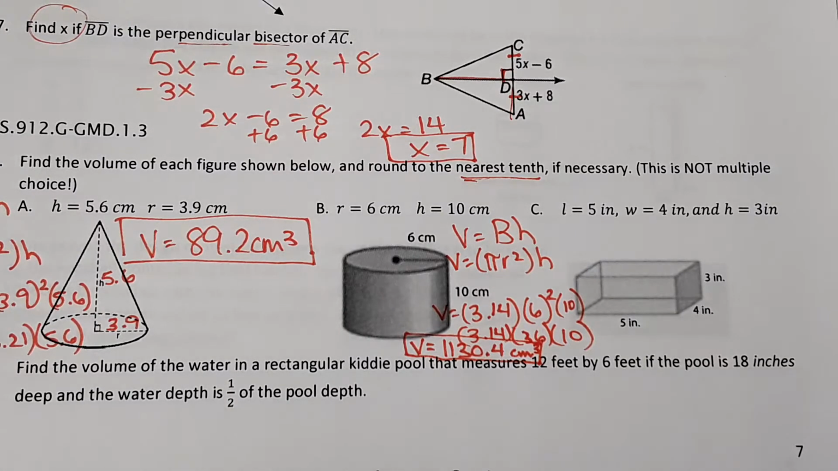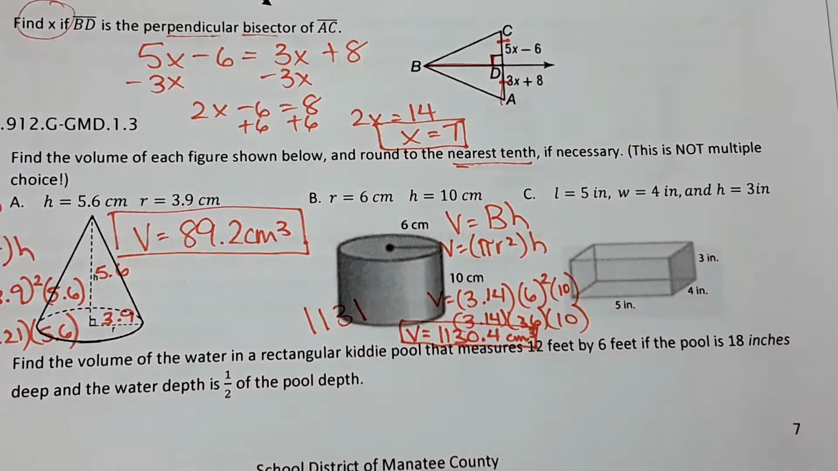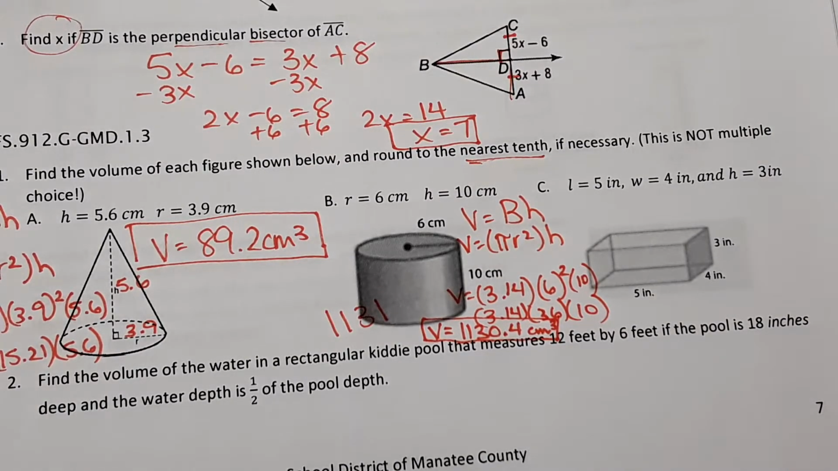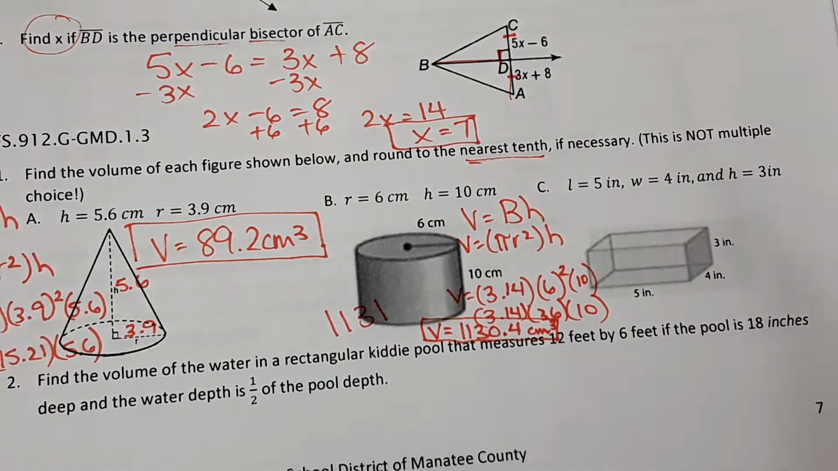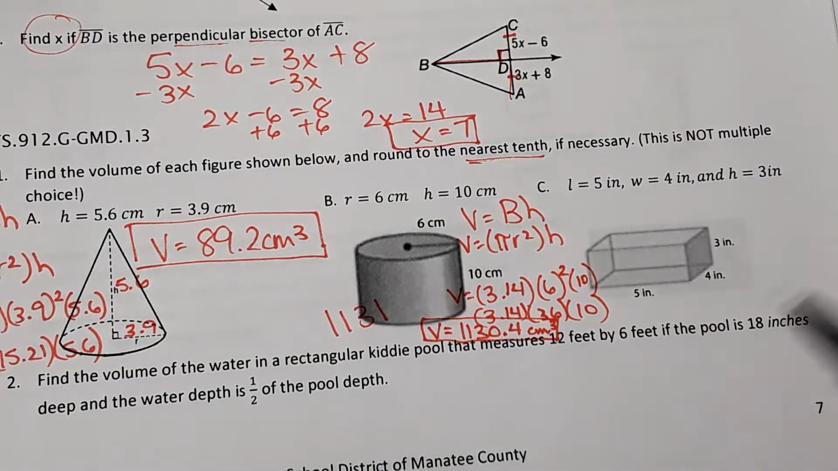Okay, we got that. The answer key says that the answer is 1131. Why is it saying it's something different? Because I rounded pi to 3.14. If you use the pi button, you would get an answer that's slightly different. So whatever you get, if it's a little bit off from the answer choices, it's just because they used the pi button instead of 3.14.